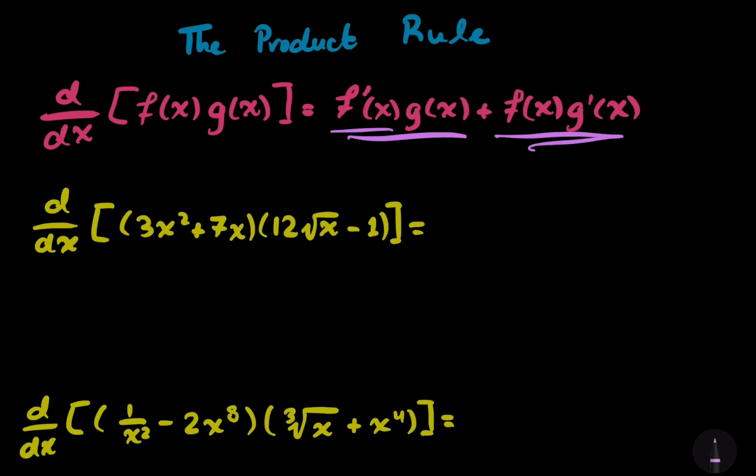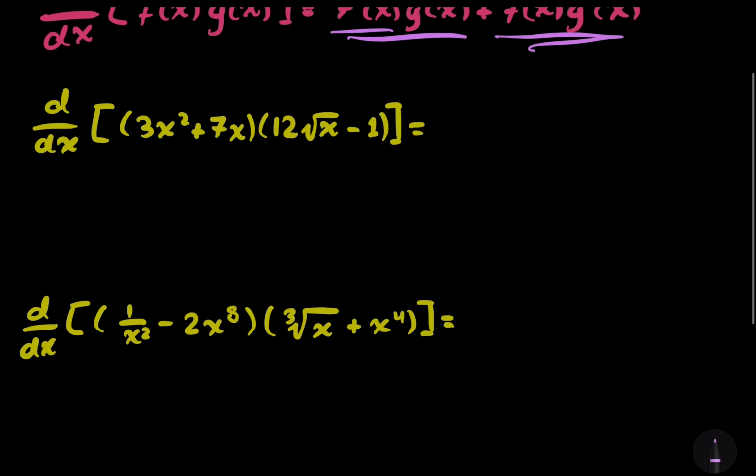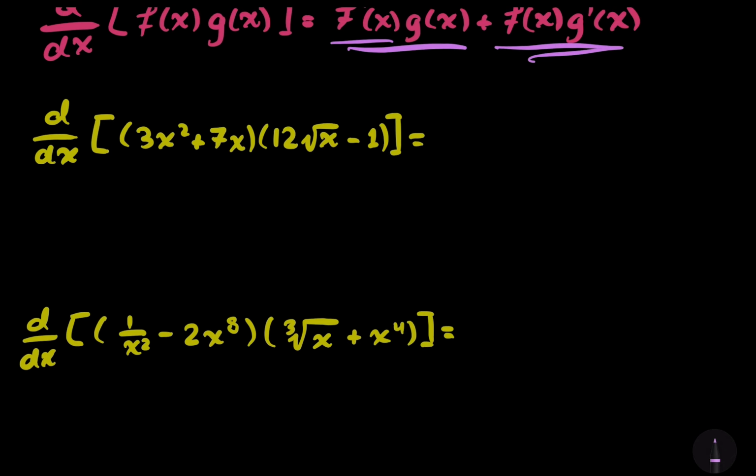Essentially, what we're going to do over here is take the derivative of these functions, and it may be helpful to consider each separate function and their derivatives before we actually apply the product rule. So we're taking the derivative with respect to x of the product of these two functions. We have 3x squared plus 7x times 12 times the square root of x minus 1. We could expand it if you would like, but we're going to use the product rule because it may get a little bit messy if we're sitting down expanding all of these terms. So let's go ahead and do that.